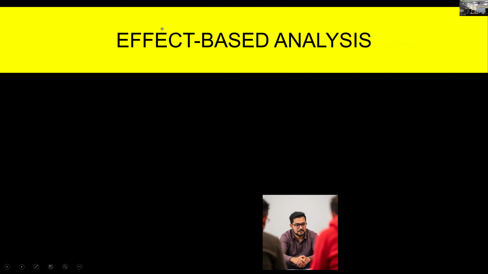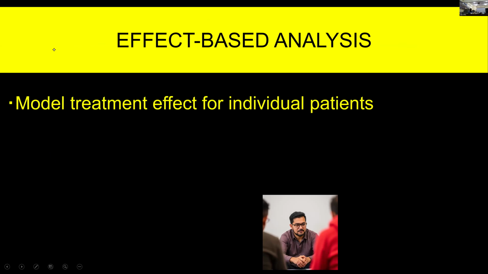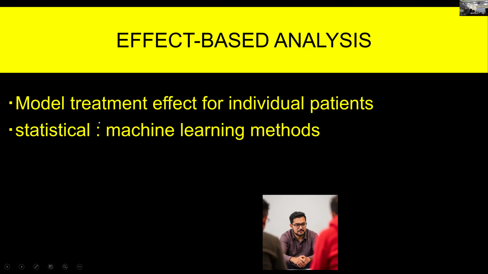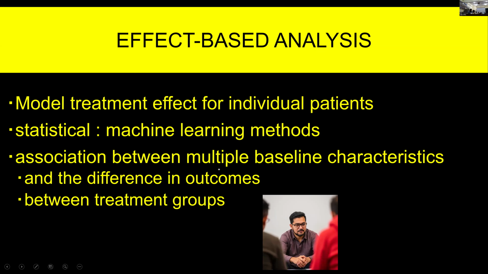The next one is called effect-based analysis. So, model the treatment for an individual patient. At the end of the day, we want to measure precision medicine. Precision medicine means for me, my age, my gender, my situation, how will this treatment work? So the statistical technique is called machine learning methods, which is quite vast. It looks at the association between multiple baseline characteristics and the difference in outcomes between treatment groups for an individual. ITE stands for individual treatment effect.